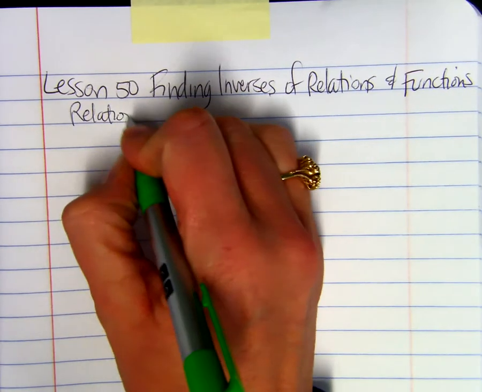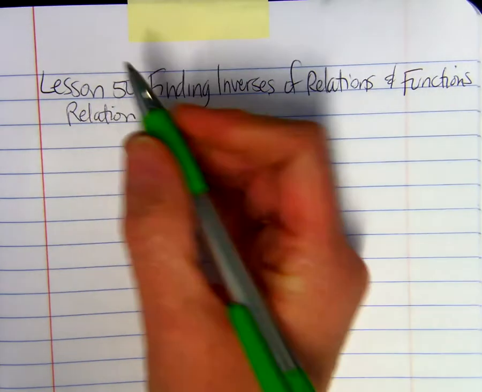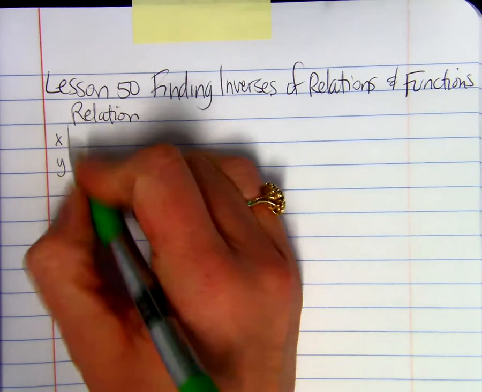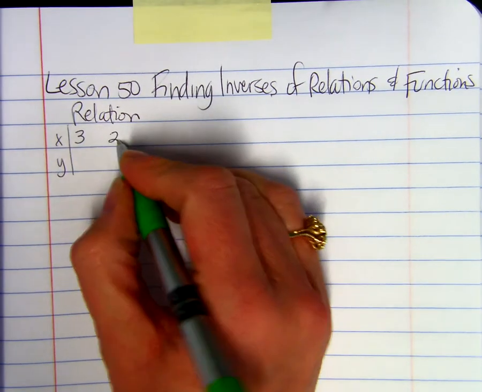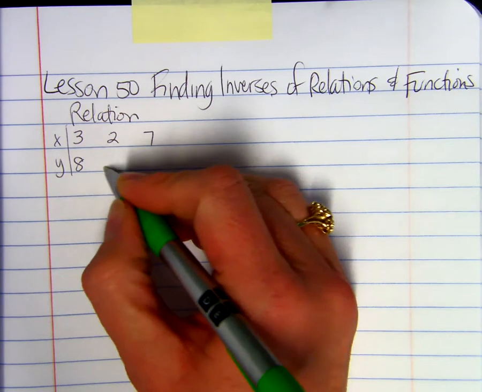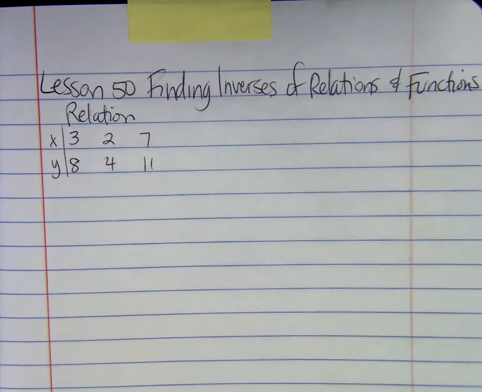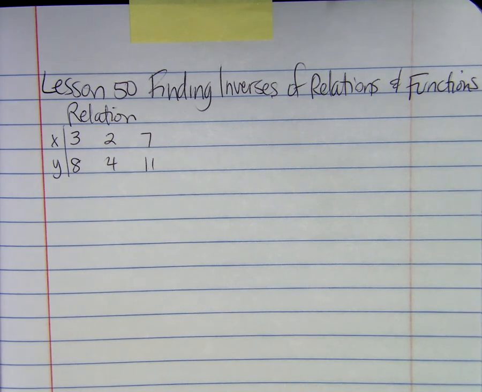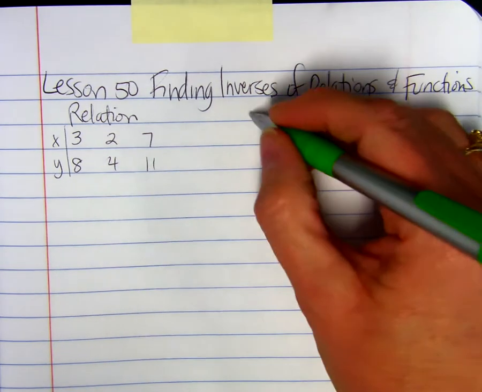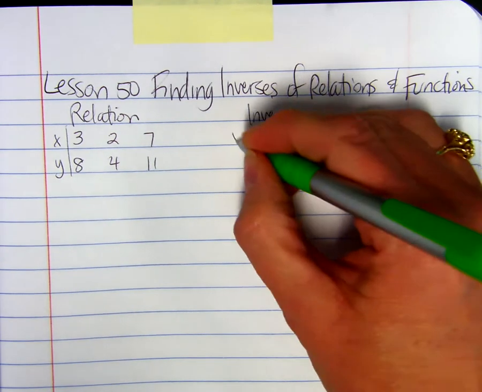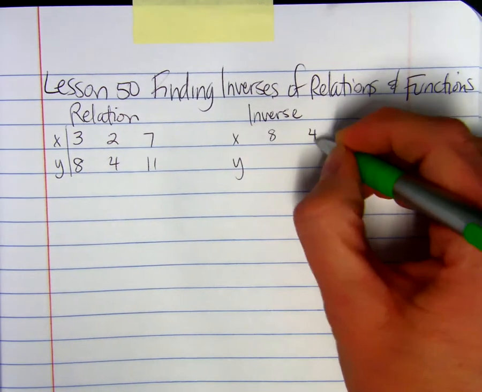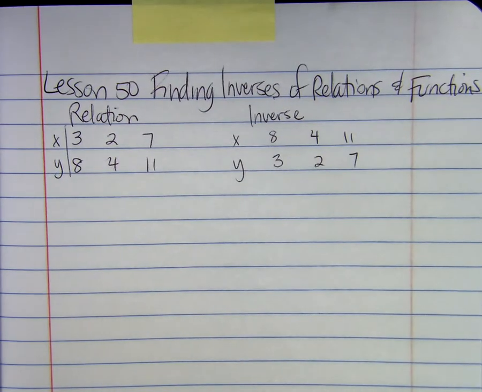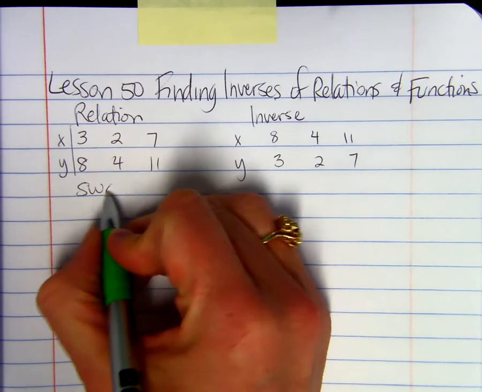Okay. I'm going to show you if you have a relation and your x and your y and the points are this way. If you want to find the inverse, all you do is just switch all the y's and x's. So the inverse, your new x's will be 8, 4, 11, and your new y's will be 3, 2, 7. So we're basically swapping the domain and range.